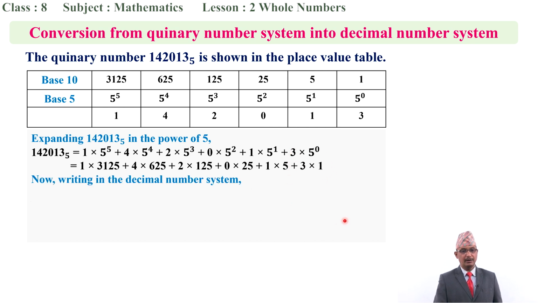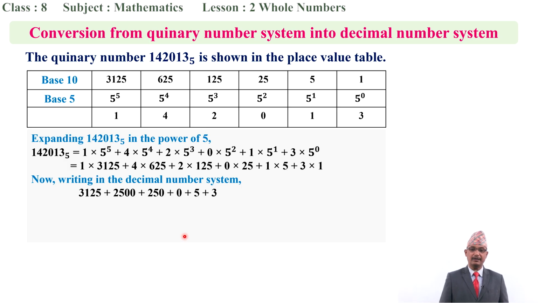Now look here, now writing in the decimal number system, we have to multiply this. So 1 times 3125 becomes 3125. Similarly, 4 times 625 becomes, use your calculator, 2500. Similarly, 2 times 125 becomes 250. 0 times 25 becomes 0. 1 times 5 becomes 5. And 3 times 1 becomes 3. Now use your calculator and add this. How much have you got? Yes, you are correct.